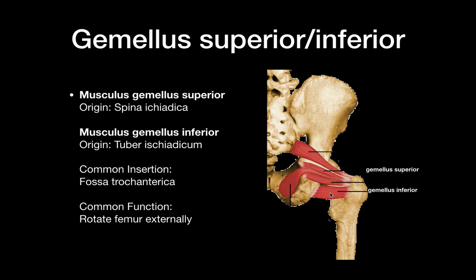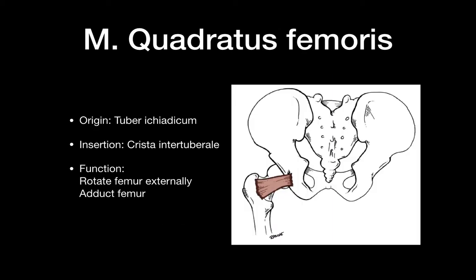All right. Going over to musculus quadratus femoris. Musculus quadratus femoris is right here in this picture. It's going to originate from the tuber ischiadicum and insert at the crista intertrochanterica. The function of this, I think you can kind of imagine when these muscle fibers contract. It's going to rotate the femur externally this way, and also adduct the femur to the midline.